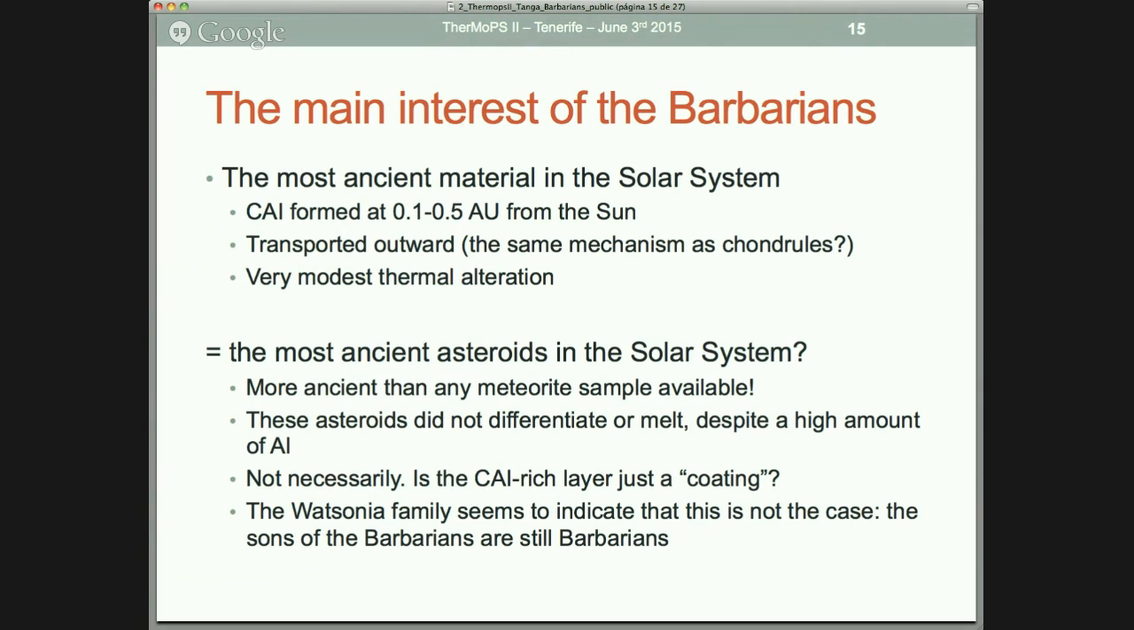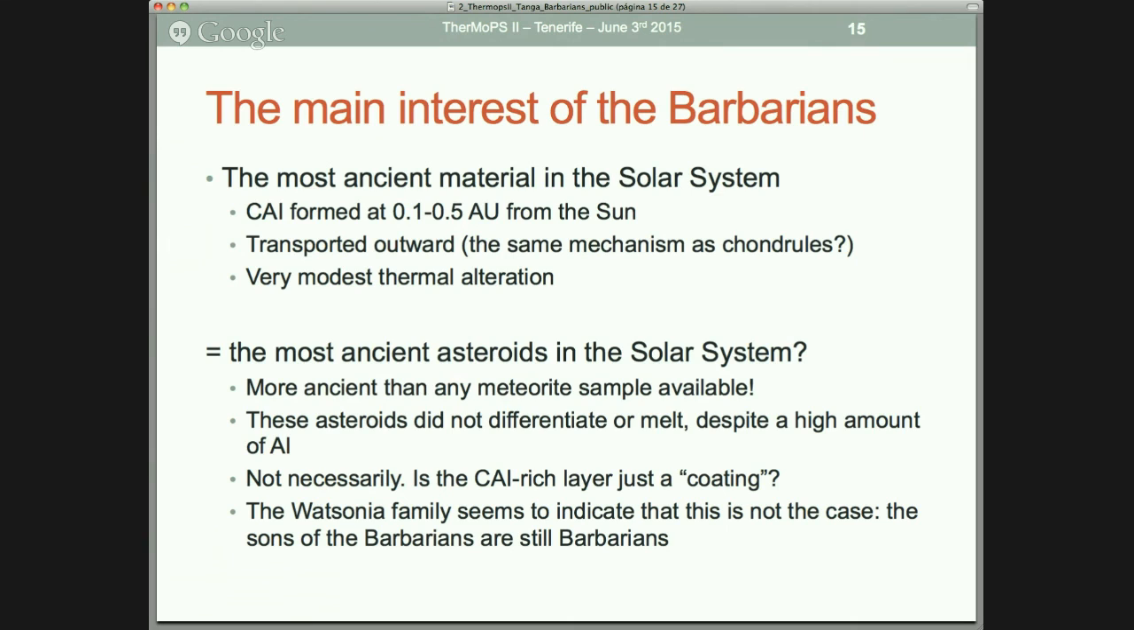It's quite a mystery, and the most ancient of any meteorite sample available. Now, when we say that this is the most ancient material, does it imply directly that we are looking at the most ancient asteroids in the solar system? Was this material created at the very beginning in the objects we observe today? Basically, we don't know exactly.